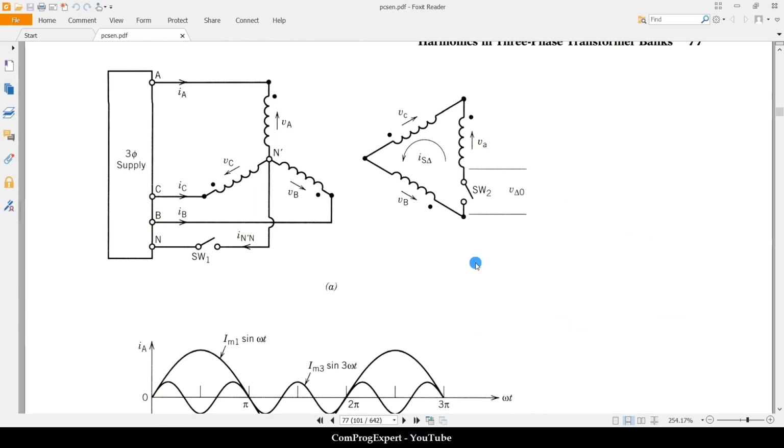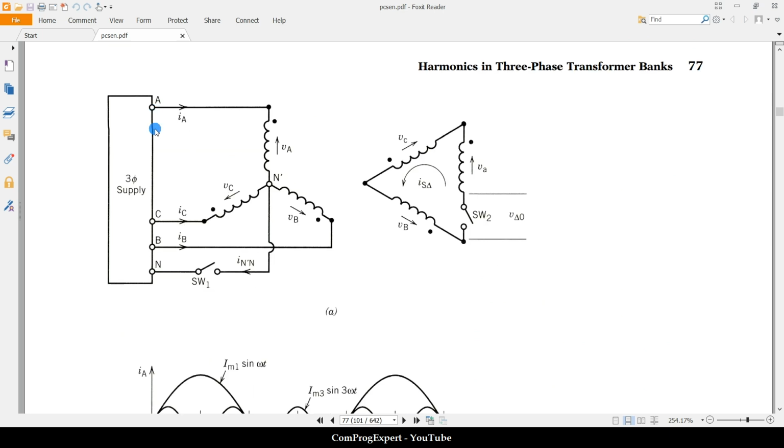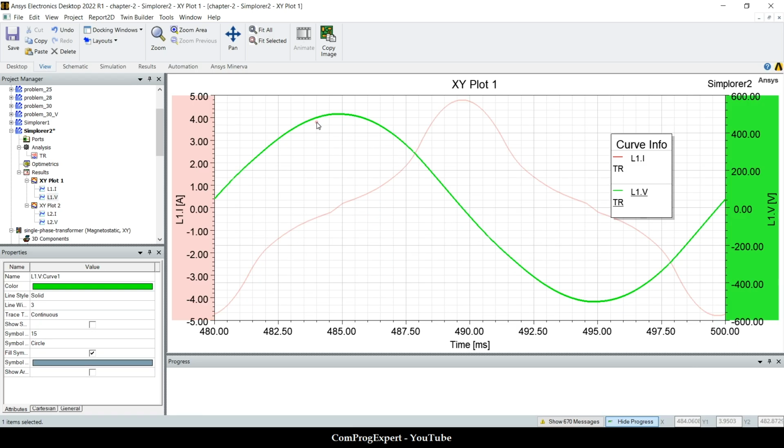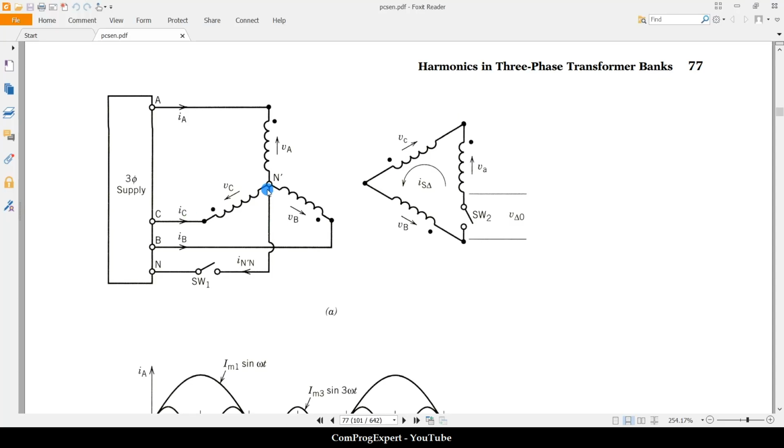Yes, let's summarize. Here we have a balanced three-phase source. SW1 is closed. We have fundamental harmonic and third harmonic for the currents. When we close this switch and we allow the current to be non-sinusoidal, we have a sinusoidal flux in the core. This sinusoidal flux will induce a sinusoidal voltage.